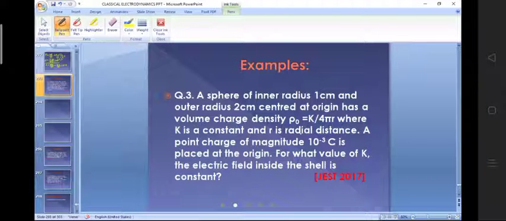A point charge of magnitude 10 to the power minus 3 coulomb is placed at the origin. For what value of k is the electric field inside the shell constant? Is the electric field inside the shell constant? Okay, so what we can do is this.